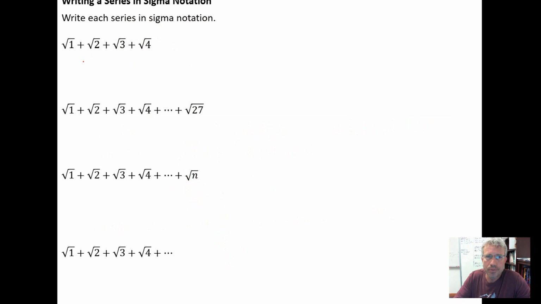So another example, I have the square root of 1 plus the square root of 2 plus the square root of 3 plus the square root of 4. So we see that we're incrementing starting at 1 all the way through the number 4. So the pattern here hopefully is fairly obvious. This is the sum of i equals 1. We start at 1 and increment 1 to 2, 2 to 3, 3 to 4. So going from i equals 1 to 4 of the square root of i is going to generate this 4-term series right here.